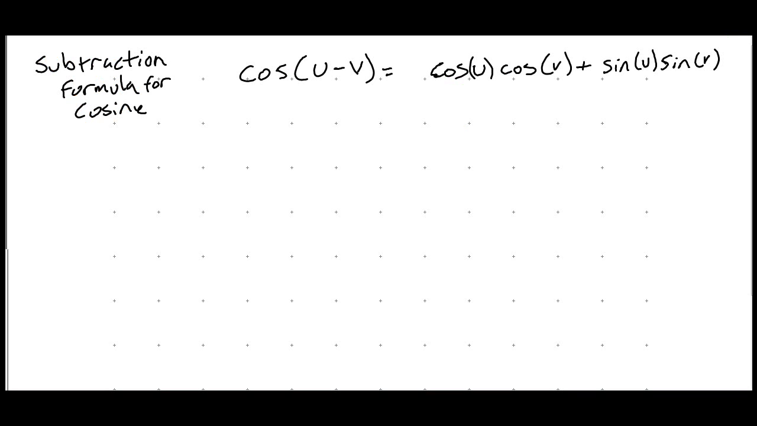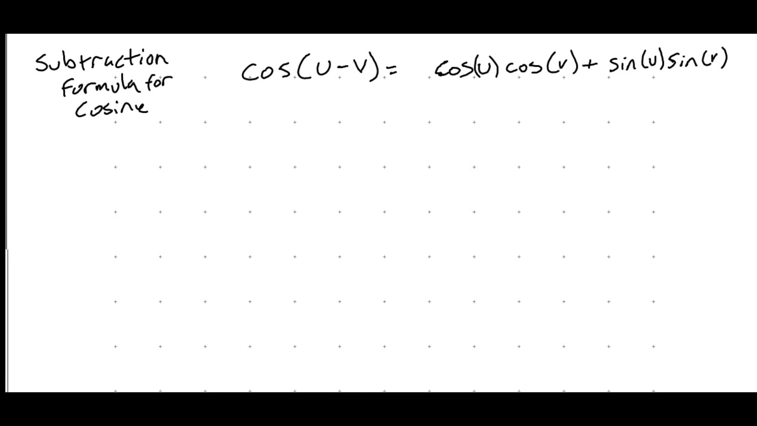In order to do the addition formula for sine, we need to first draw back on the work that we've done with the subtraction formula for cosine. But before we even do that, we need to revisit some properties we know about sine.